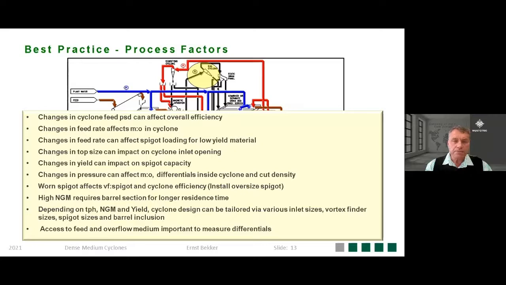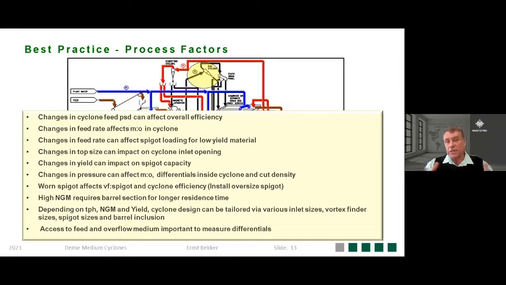The change in top size can impact the cyclone inlet opening. This situation has manifested itself before in a case where a plant needed to increase their throughput by opening up crusher settings. That larger material went into the dense media plant, and that resulted in blockages starting to occur, because each cyclone has got a certain limit. The cyclone presentation by Frikkie showed that you've got 3 times the particle top size. If you start to exceed that, you're playing with fire.